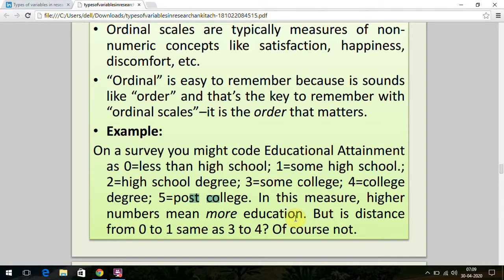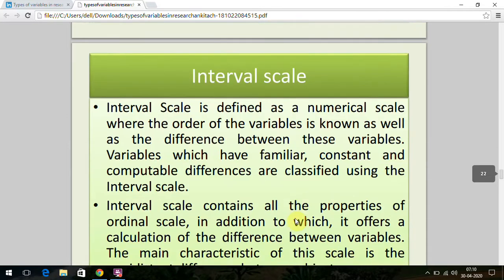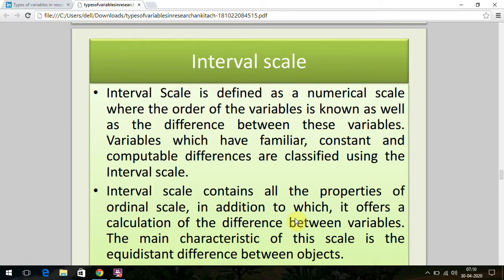We are going to see these categorical variables in tests of significance. The categorical variable is always calculated or tested by using the chi-square test. So the categorical variable, nominal or ordinal data, will be dealt with by the chi-square test. The next ones are interval scale and ratio scale. Interval scale and ratio scale are continuous data, like your height, weight, blood pressure, temperature, such things.